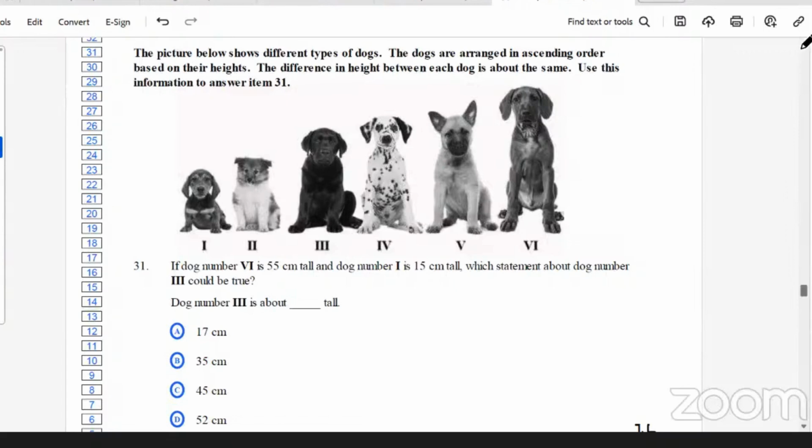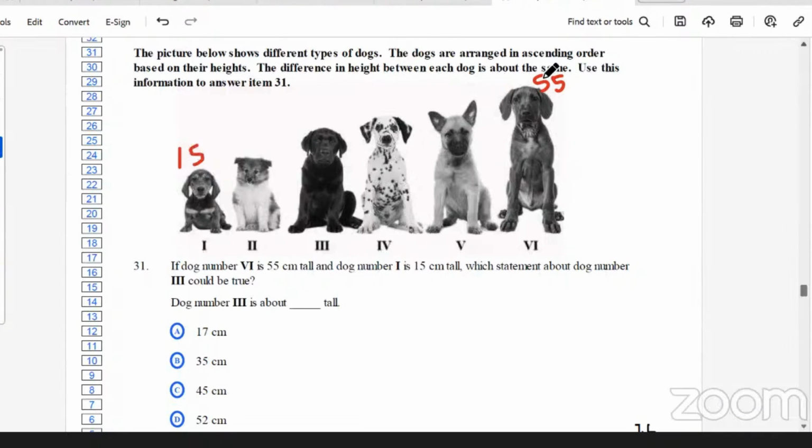be true? All right, so we have over here 15. And over here, we have 55. So how would you get what the increments would have been? They said the difference in height is about the same, right? The shortest would be 15. The tallest, in terms of the height, would have been 55. And there's an even distribution between them.